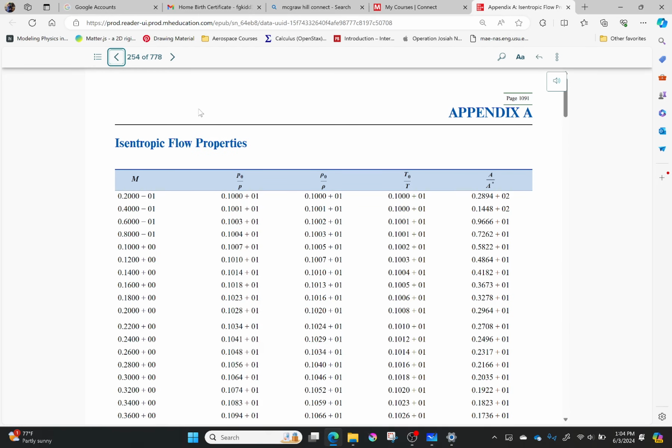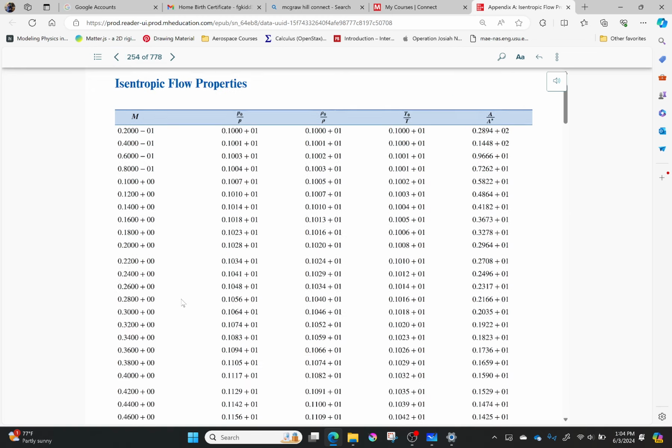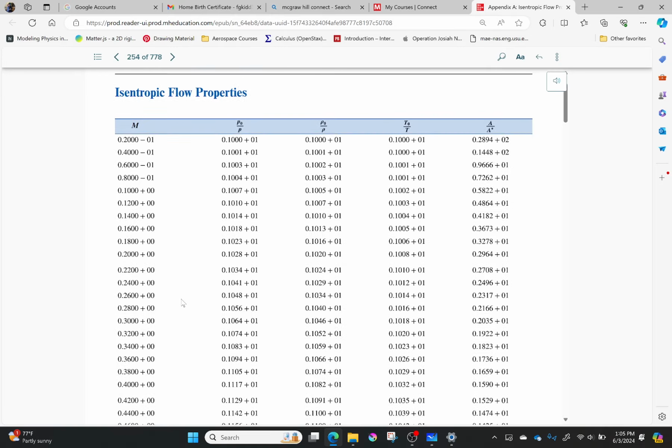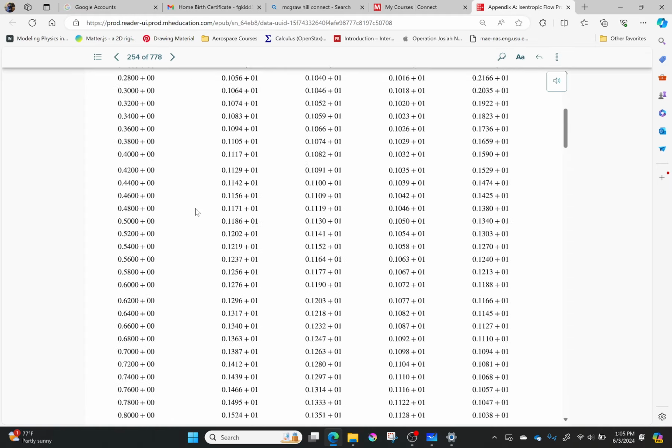So here I am in my isentropic flow tables, and I have to do this for each of my sections. So I'm going to go on the top first. So that's Mach numbers of 2.2 and 2.6. What I need here is the ratio of stagnation pressure to actual pressure. That's all I care about right now. So this second column is where I need to get all my values from.